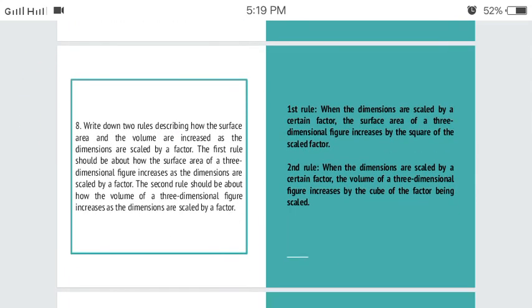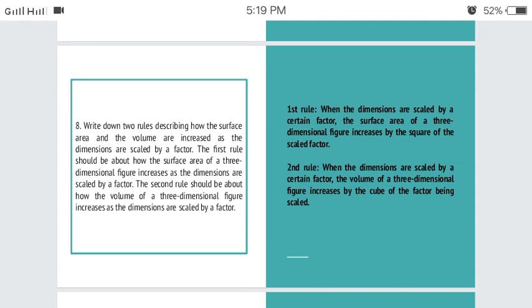Question number 8. Write down 2 rules describing how the surface area and the volume are increased as the dimensions are scaled by a factor. The first rule should be about how the surface area of the three-dimensional figure increases as the dimensions are scaled by a factor. The second rule should be about how the volume of the three-dimensional figure increases as the dimensions are scaled by a factor.